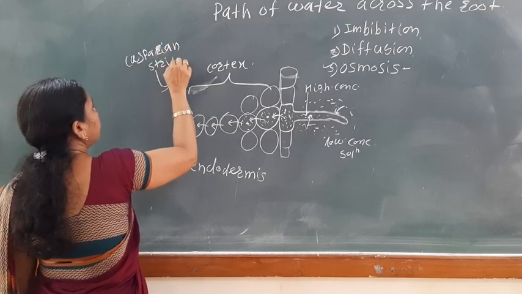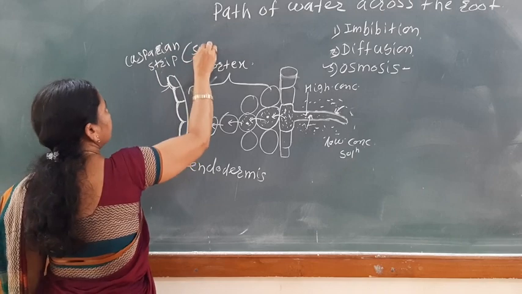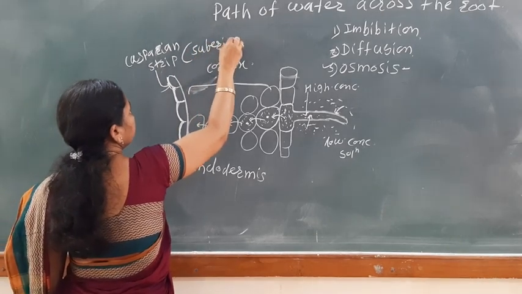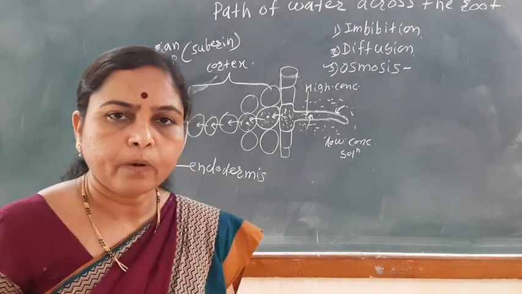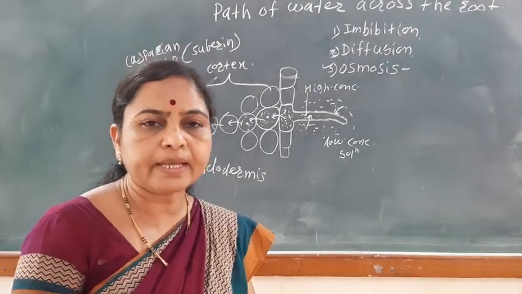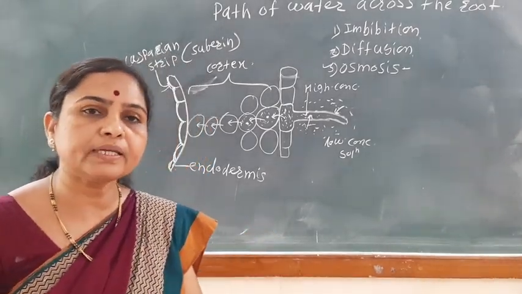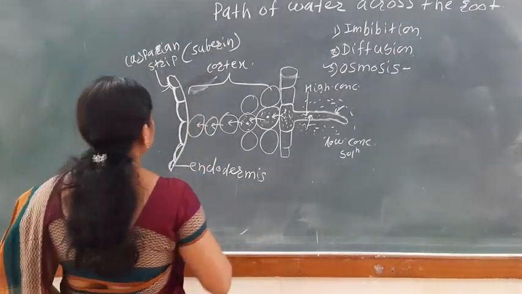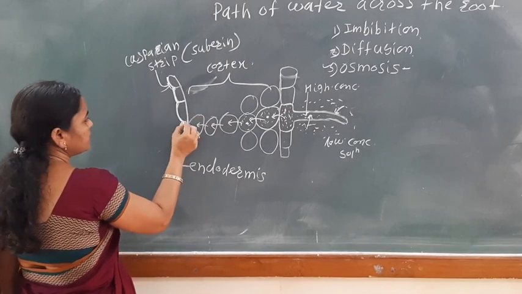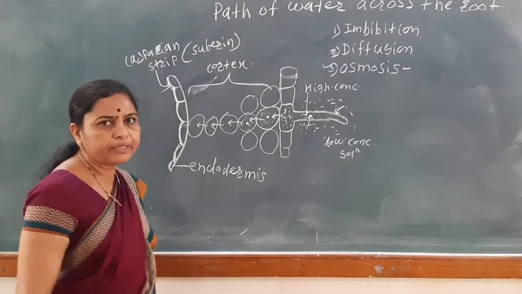This Casparian strip is made up of suberin. Suberin is a waxy material, due to which the water does not enter directly into the endodermis.